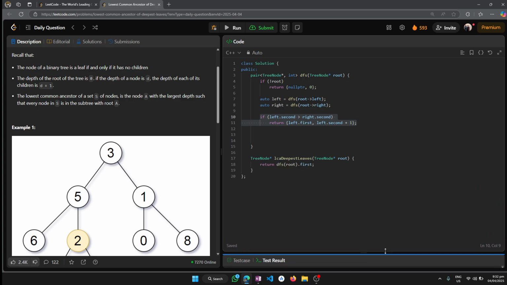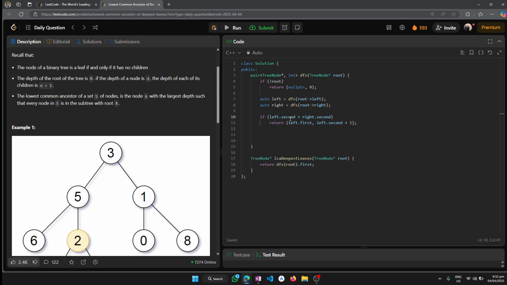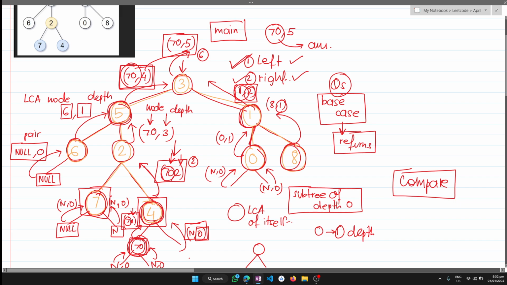So I compare the depths, left dot second and right dot second. What does left dot second and right dot second mean? This is the left recursive call. Let me make you understand. This is dot first, this is dot second. This call was for the left pair. This call is for the right pair. This is right dot first and right dot second. So right dot second means the depth of the right subtree. Left dot second means the depth of the left subtree.